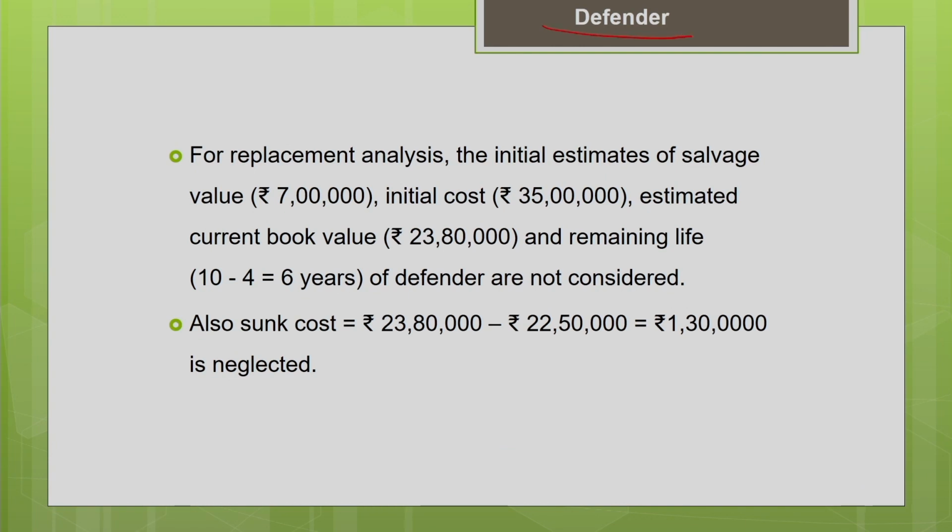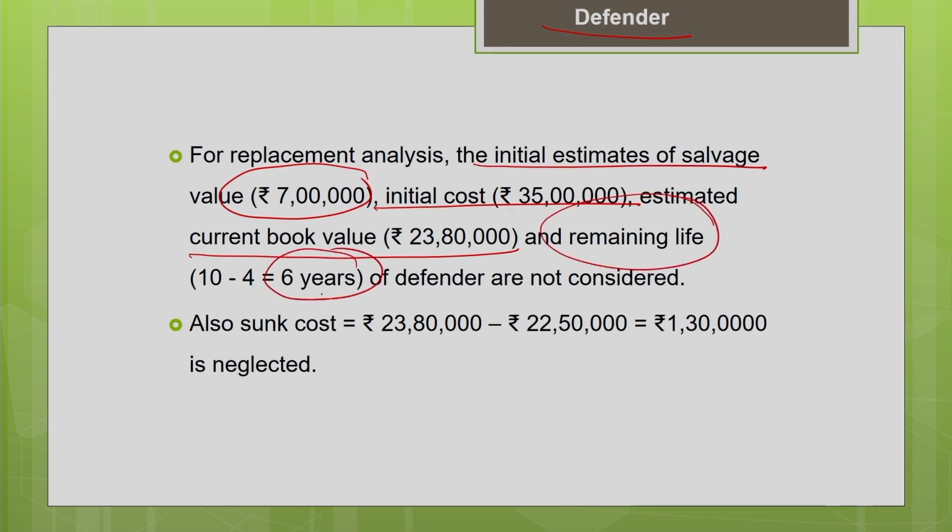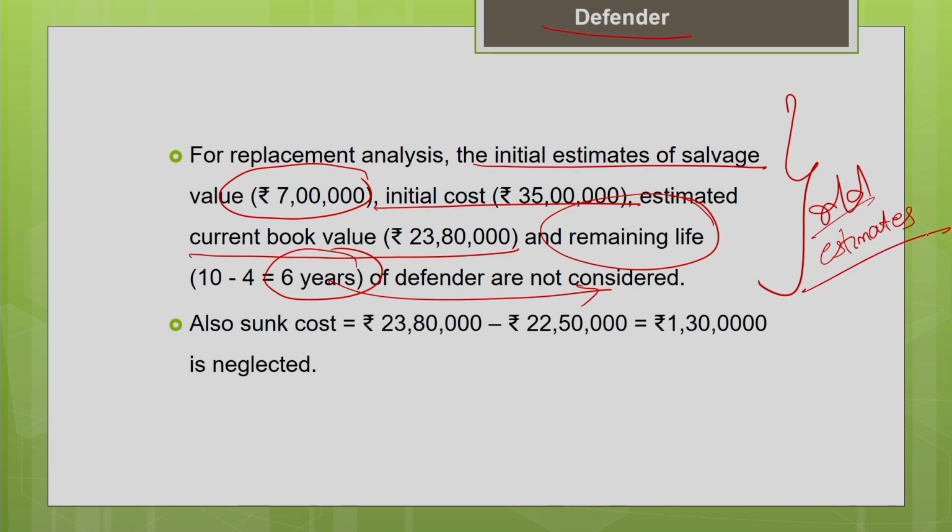For the replacement analysis, as I told you, your initial estimates should be ignored. They are not relevant. Your initial purchase price of 35 lakh should not be considered in the replacement analysis. Similarly, your initial estimate of salvage value, 7 lakh, should not be considered. The estimated current book value using the depreciation accounting method, 23 lakh 80,000, is also not relevant in the analysis. Based on the initial life estimate, the remaining life was found to be 6 years. This 6 years is also not considered. All these are old estimates. Old estimates should be neglected in the replacement analysis.